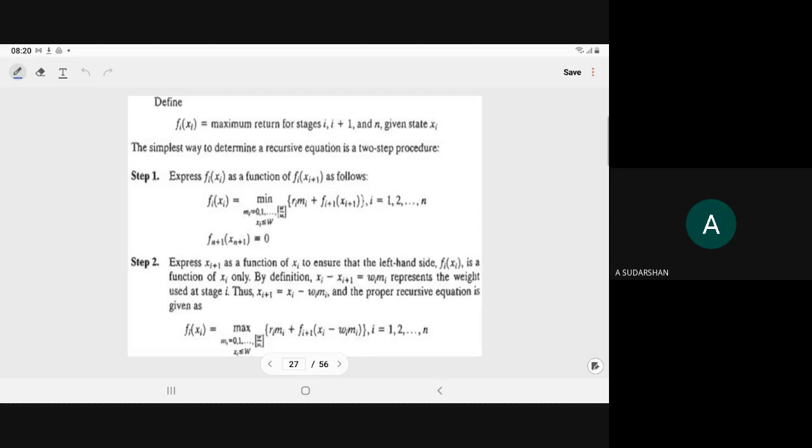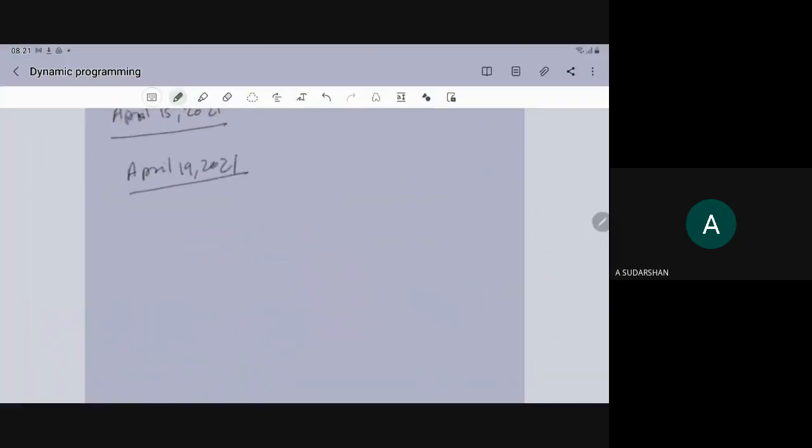The simplest way to determine the recursive equation is a two-step procedure. First we define what is f_i(x_i). Here f_i(x_i) is the maximum return in stage i plus 1 through stage n. So it is the return in the ith stage plus the return in the i plus 1th stage. So continuously you are maximizing.